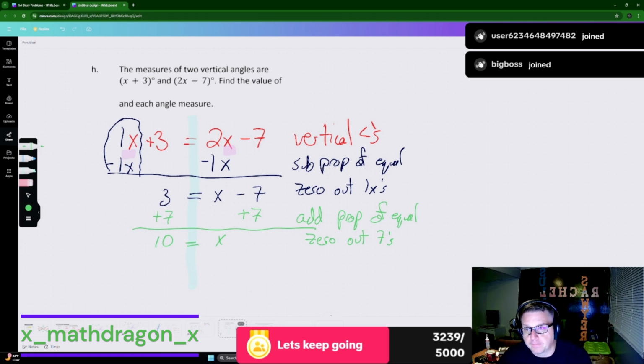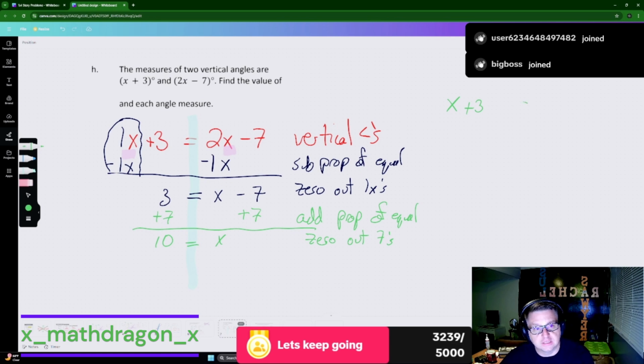Well, I can throw it over here. It won't get hidden. x plus 3. And I know, and this is given, I know x equals 10, so plug that 10 in by substitution. And then I know the angle measure is 13.